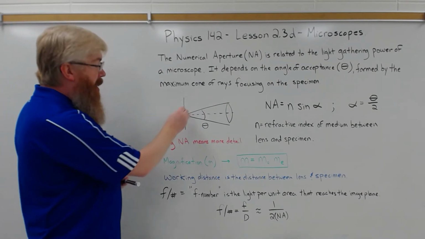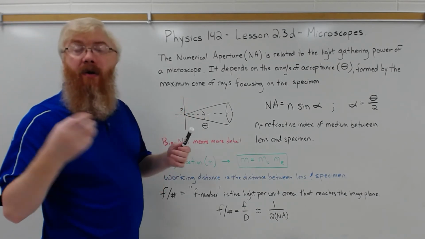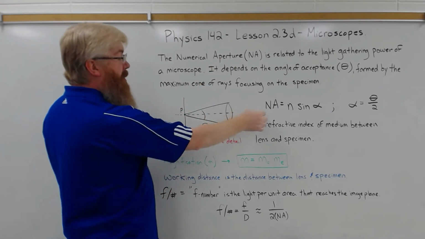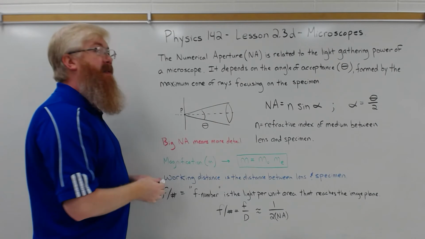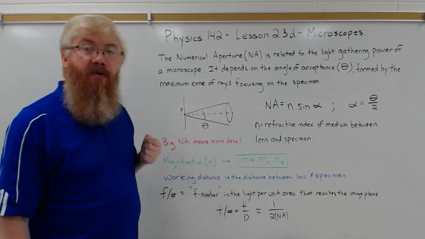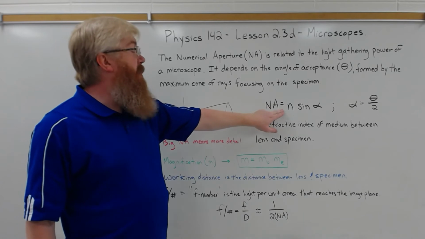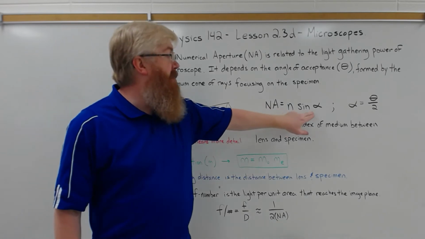So light's coming off this specimen in all directions. Light is striking it and it's going off in all directions. The further away the lens is, the smaller this cone and the smaller the amount of light that goes through that lens. So the numerical aperture is given by the equation n times sine alpha.